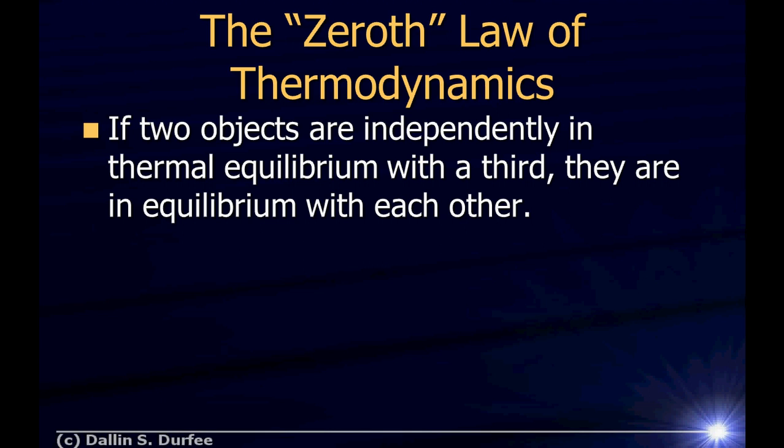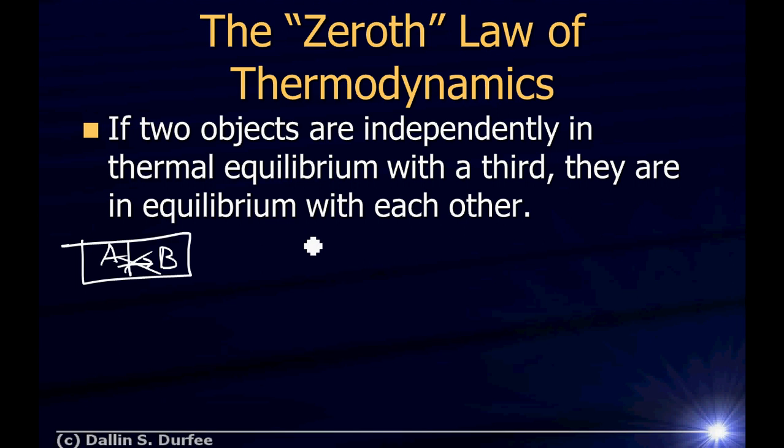It says that if two objects are independently in thermal equilibrium with a third, they are in equilibrium with each other. What does it mean for something to be in thermodynamic equilibrium? Well, if I place two objects next to each other, object A and object B, and A is hotter than B, they're not in thermodynamic equilibrium, and heat is going to flow from one into the other. But if they are in thermodynamic equilibrium, that doesn't take place. No heat flows.